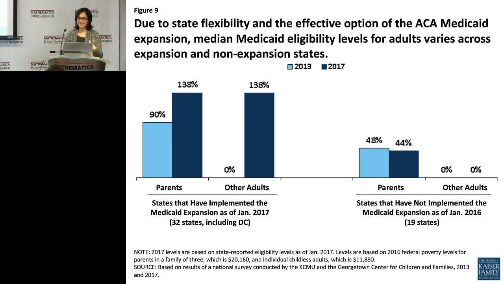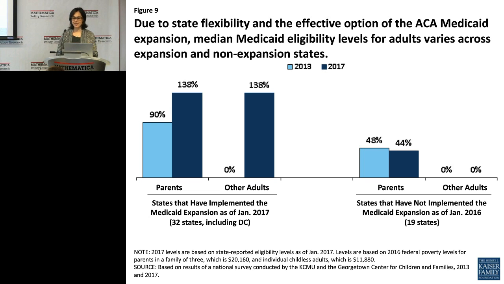So as a result of all of this flexibility that states have to expand Medicaid eligibility and adopt the expansion, we see great variation in eligibility levels across the country. There are particularly large differentials across states that have expanded under the ACA and those that have not. States that have not expanded Medicaid coverage through the ACA have pretty low eligibility levels for parents. About 44% of the federal poverty level is the median based on our most recent survey. And of course, there is no coverage for adults without dependent children.